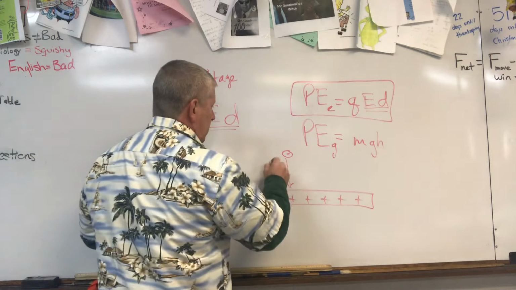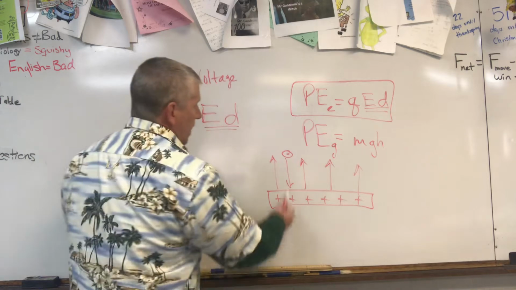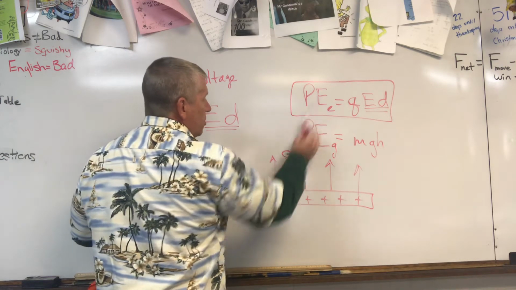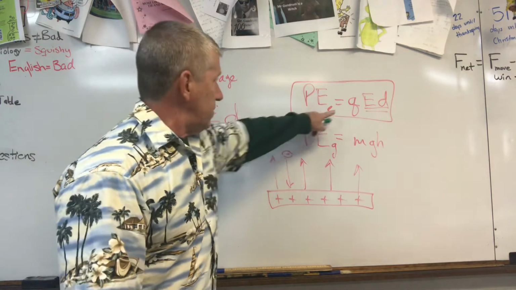So here we have a field being generated by the positive. Remember, out of the positive, we have this field being generated. If you wanted the potential energy of this particle, you need to know the charge of the particle, because that's what the equation says.